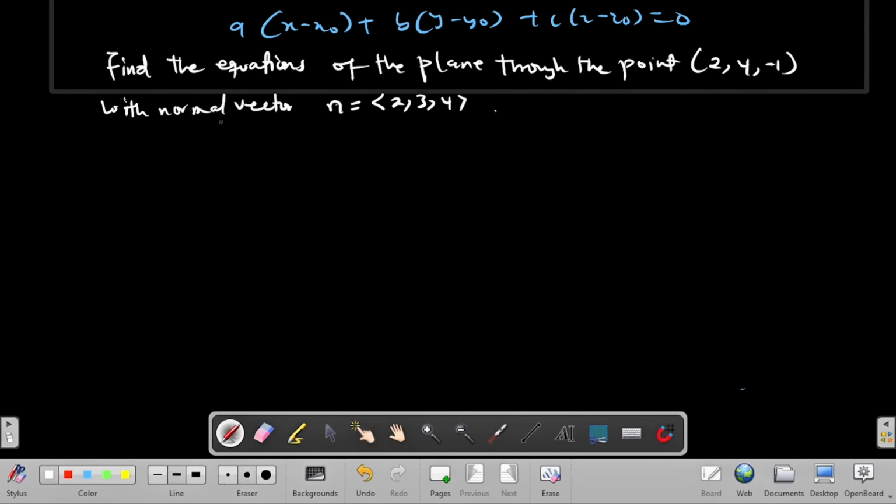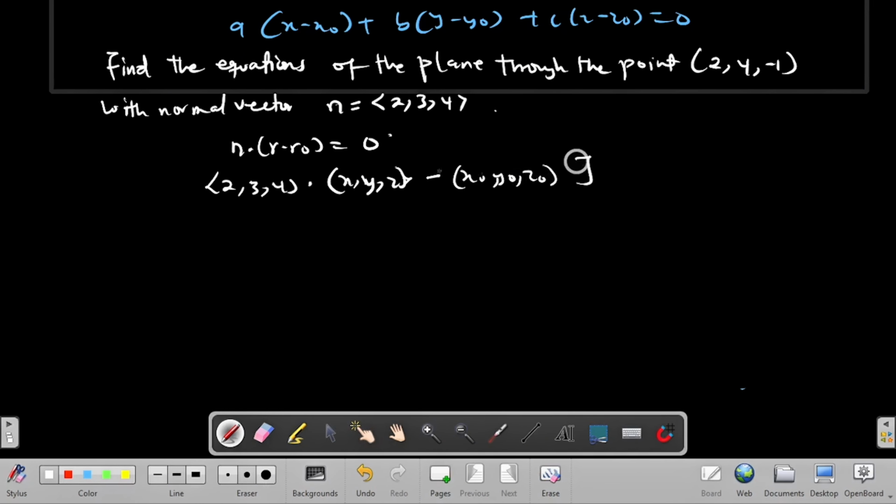So here, you have your formula quoted. What's your formula? n dot (r minus r naught) is equal to 0. What is my n? (2, 3, 4) dot. r, which was (x, y, z), right? Minus my r naught, which is always a point, which is (x naught, y naught, z naught). All this here is equal to 0.